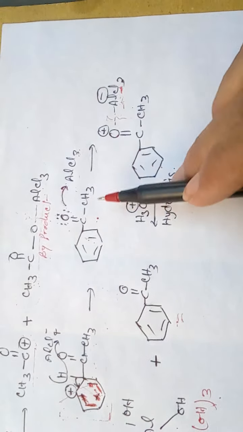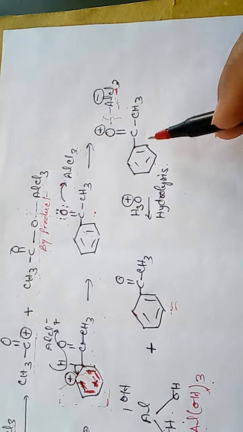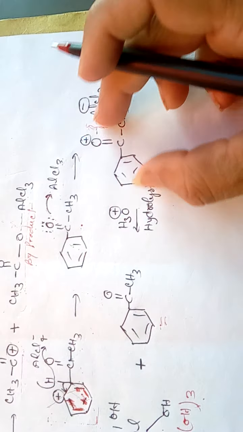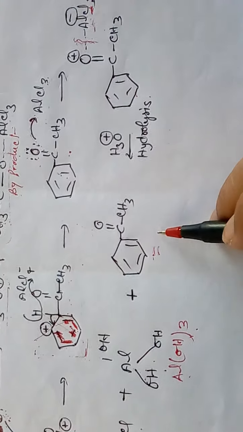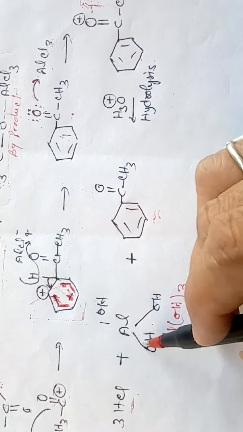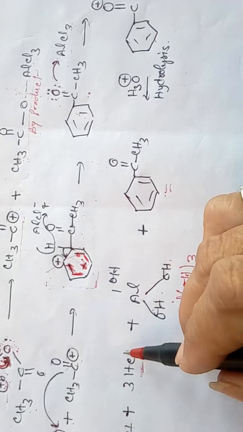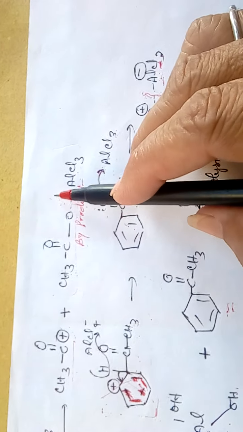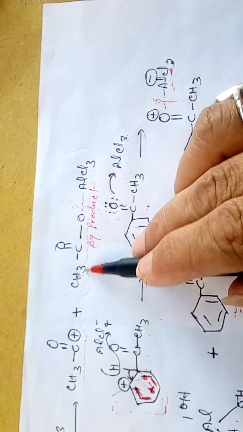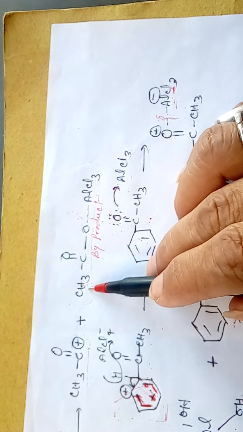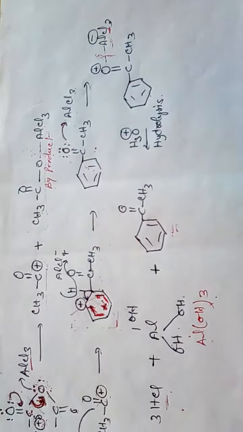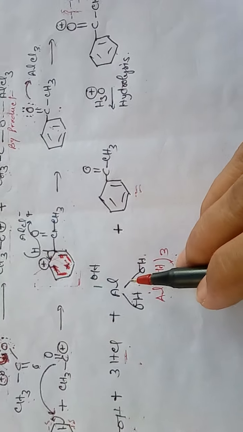When we hydrolyze this salt, we get acetophenone, aluminum trihydroxide and 3 molecules of HCl, and this byproduct is also hydrolyzed. When this is hydrolyzed, from here we get CH3 C double bond OH, acetic acid, and aluminum hydroxide. Now this reaction is completed here.